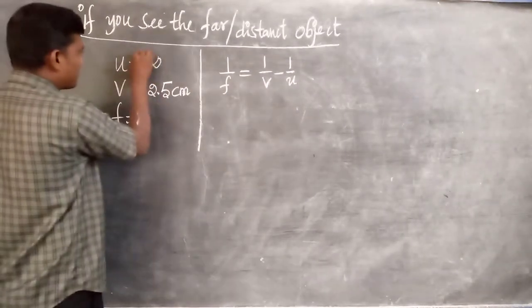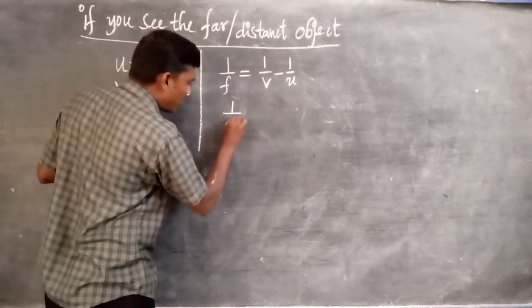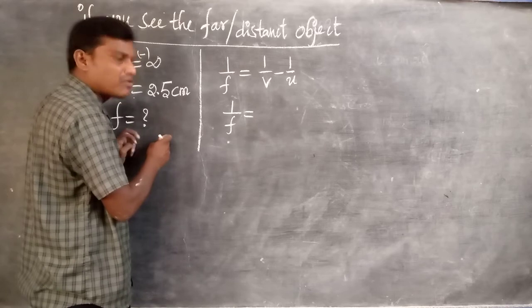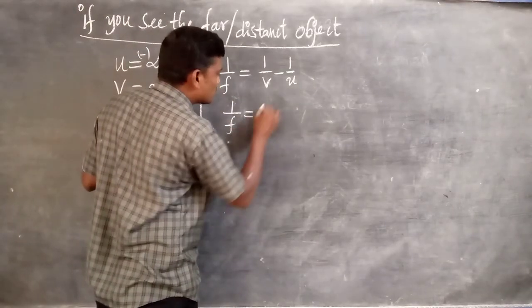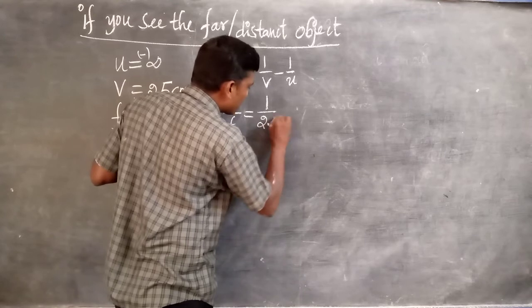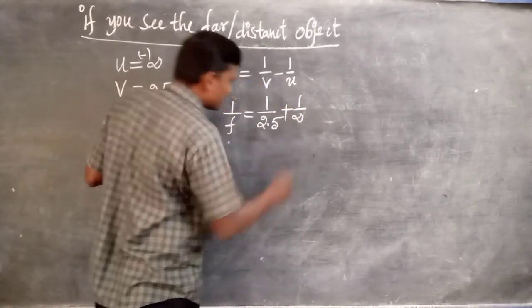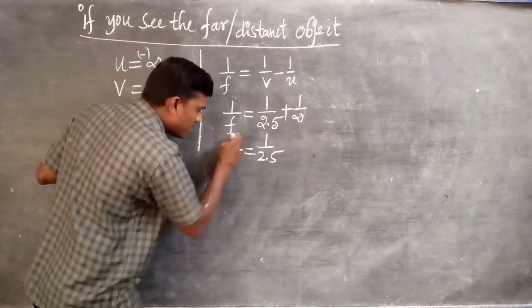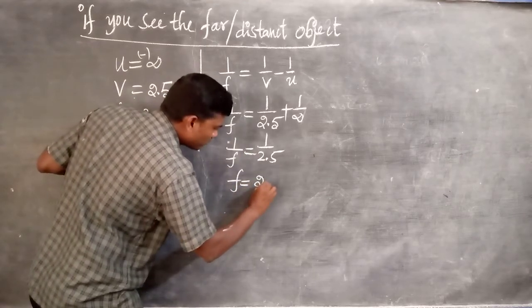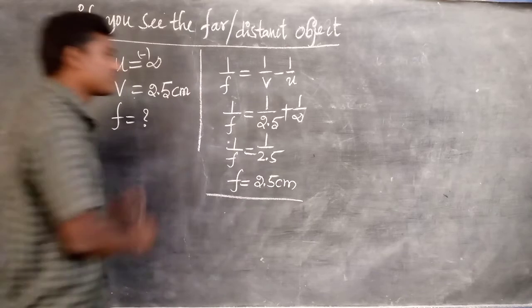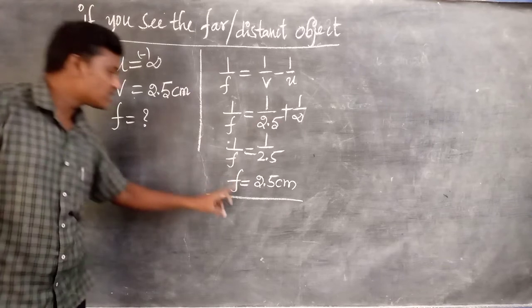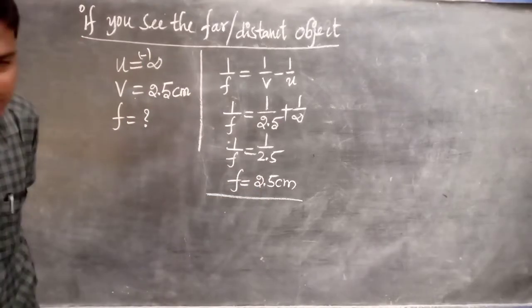But u is equal to negative infinity. Very clearly, this is the case of a convex lens, because our eye lens acts as a convex, that is, a converging lens. 1 by f is equal to 1 upon 2.5 plus 1 upon infinity. 1 by infinity is nothing but 0. That's why 1 by f is equal to 1 upon 2.5. So f is equal to 2.5 centimeter. That's why when you see the distant object, the focal length of our eye lens is 2.5 centimeter. Is it correct or not?